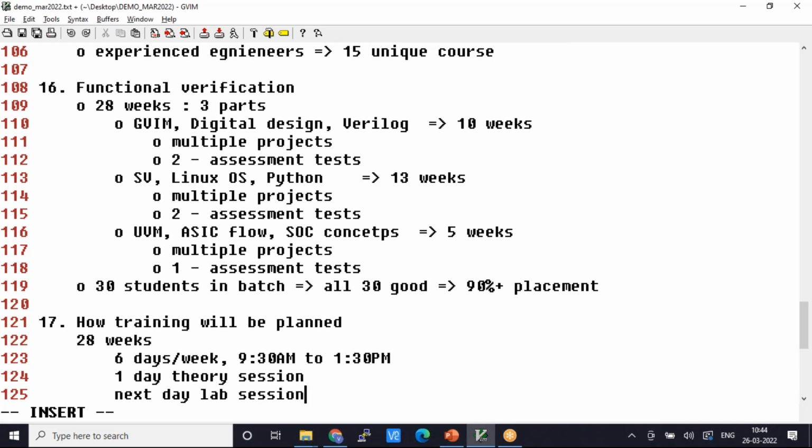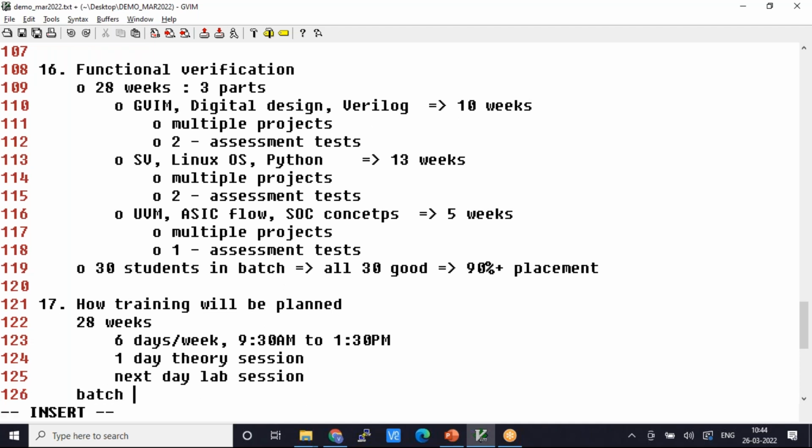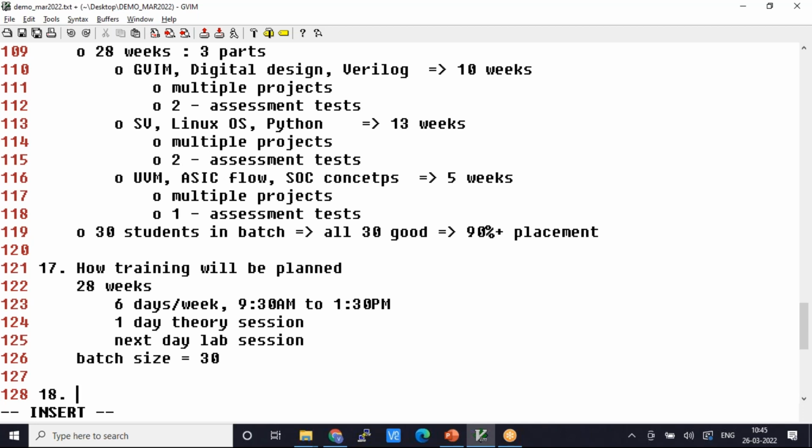Generally, batch sizes are small. The batch size will typically be around 30. Sometimes, one of the companies we are working with, the industry, recognizes us. In any given day, I personally teach employees from 7 companies.